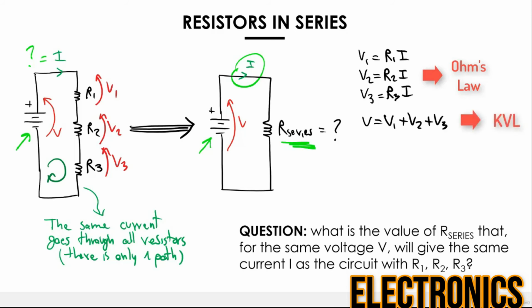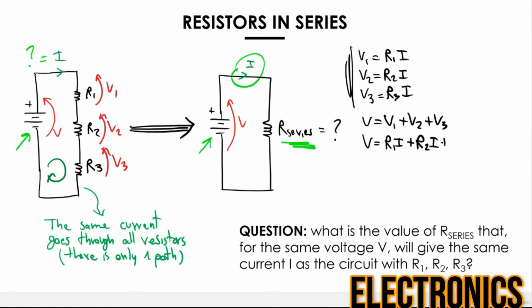So now you can see that here we have all the elements, right? We define V as a function of V1, V2, V3, and V1, V2, V3 have been defined as a function of R1, R2, R3, and I. So now if we replace V1, V2, V3 with their definitions from these three equations, we get that V is equal to R1 multiplied by I, plus R2 multiplied by I, plus R3 multiplied by I.